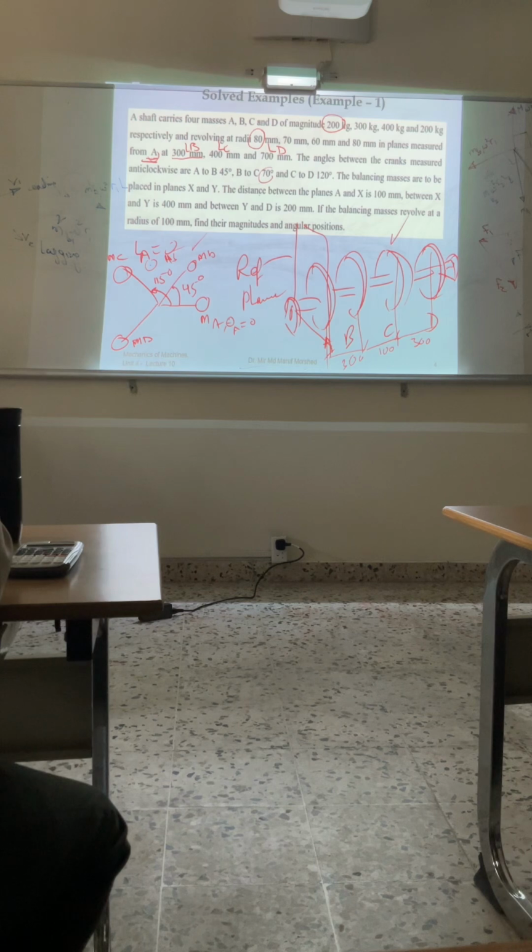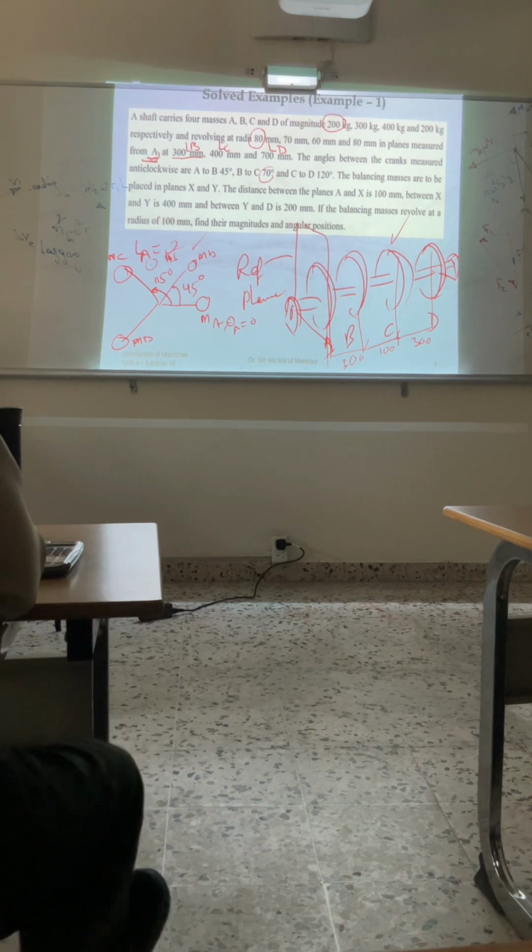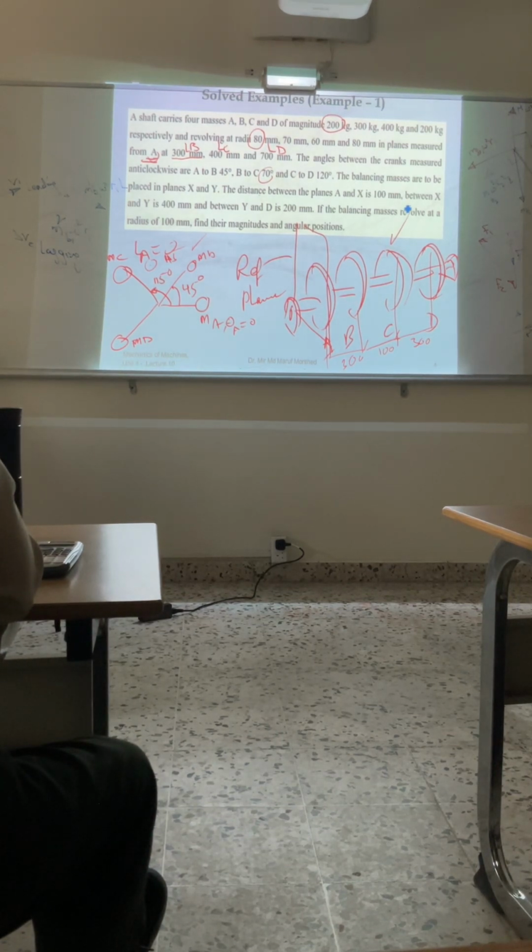Now guys, let me use a different color to represent our X and Y. First of all, he said your X is 100 and still we are confused. Is it 100 to the left or 100 to the right? The very coming words will solve this problem. It says between X and Y is 400. Still rather confusing, but look. And between Y and D is 200, which means that your Y should be closer to D.